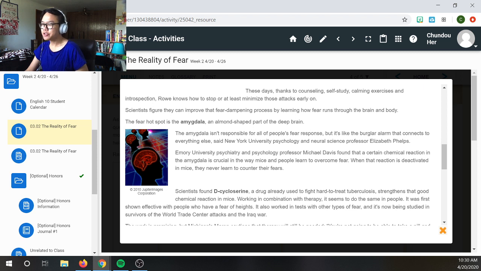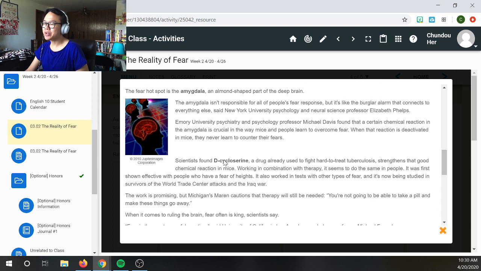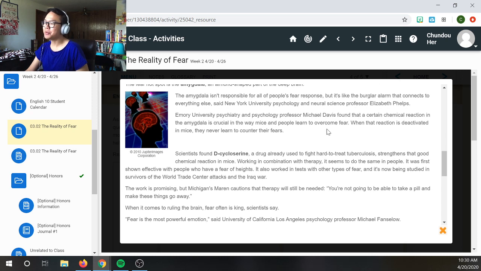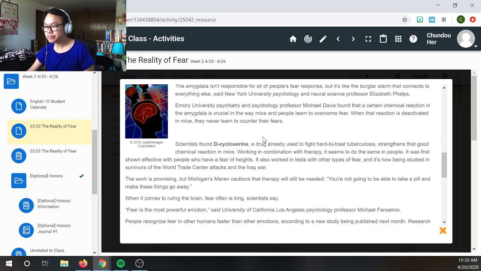Emory University psychiatry and psychology professor Michael Davis found that a certain chemical reaction in the amygdala is crucial in the way mice and people learn to overcome fear. When that reaction is deactivated in mice, they never learn to counter their fears.